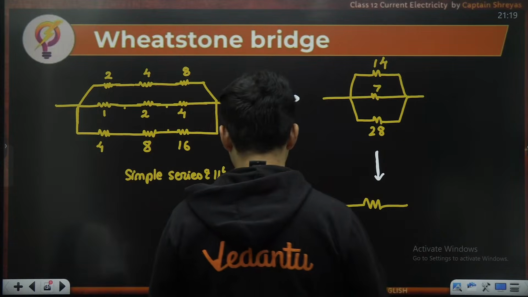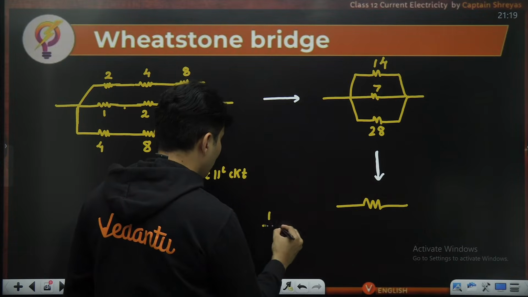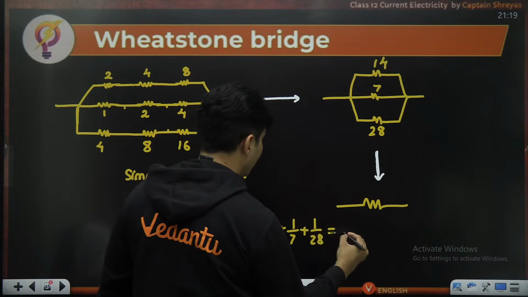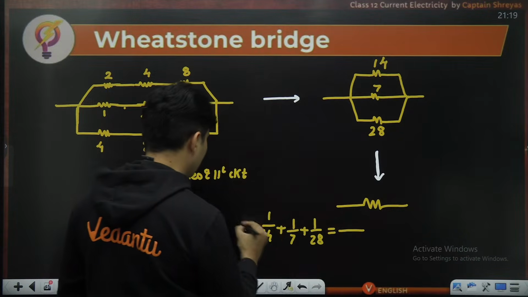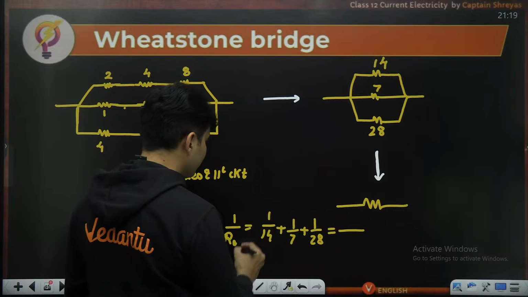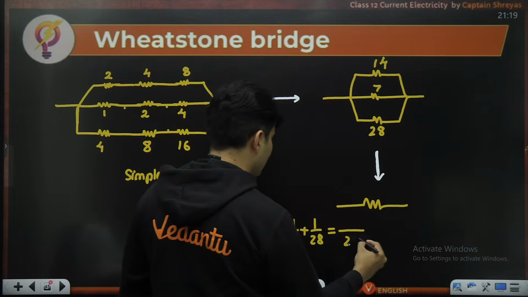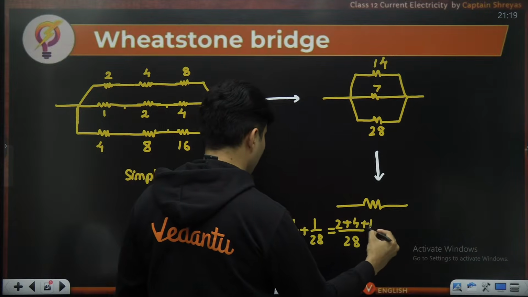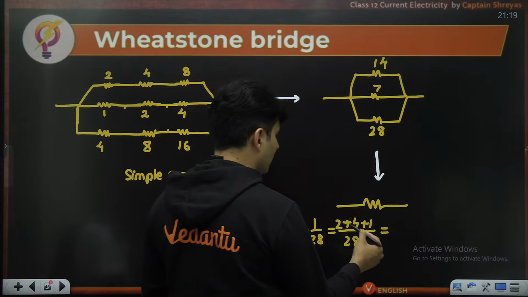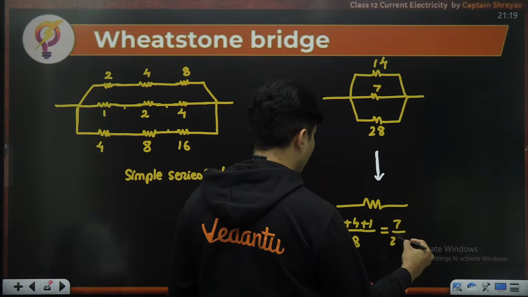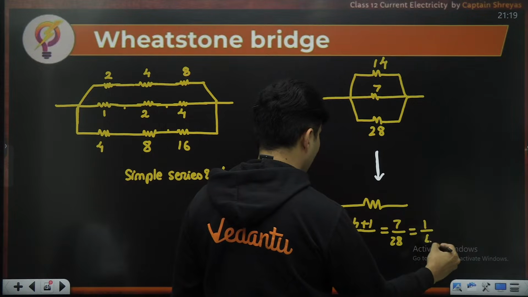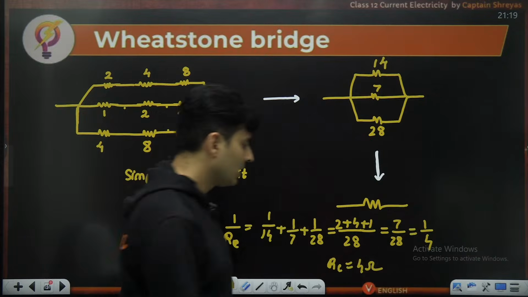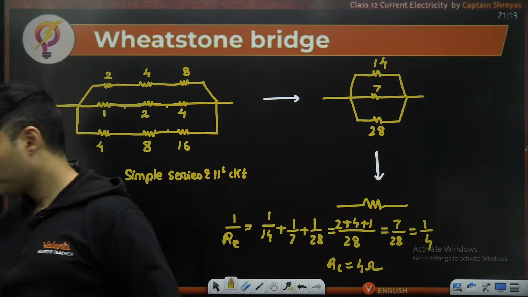It is not that difficult after this, because you just have to do 1 by 14 plus 1 by 7 plus 1 by 28, which is nothing but 1 by R equivalent. LCM is 28. This will be 2 times, this will be 4 times, this will be 1 time. So 2 plus 4, 6, 6 plus 1, 7. So 7 by 28, which is nothing but 1 by 4 actually. So R equivalent is nothing but 4 ohms. So that is the answer, 4 ohms.